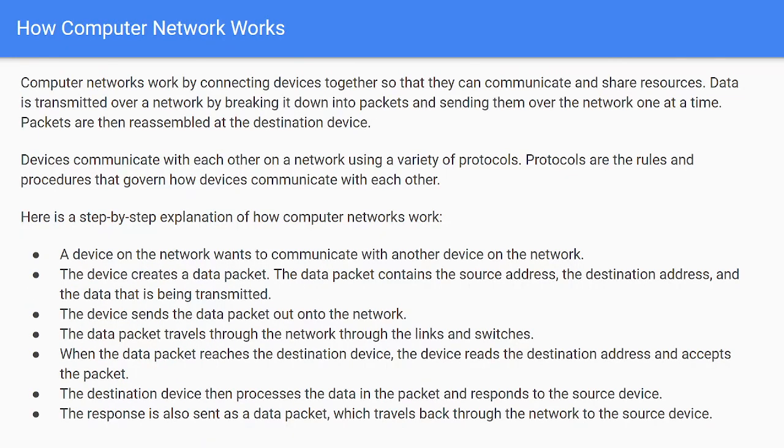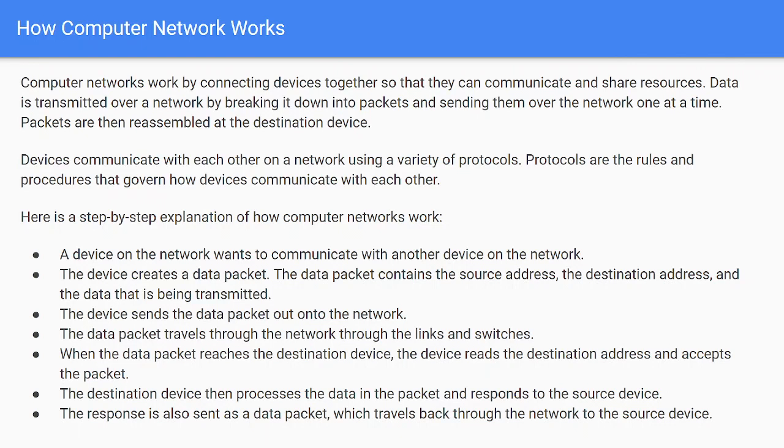Now we're going to talk about how a computer network works. A computer network works by connecting devices together so they can communicate and share resources. So you have 5 students in the classroom. You want these 5 students to be able to communicate and send information. Let's say you are doing a project, you understand? You want them to be able to send information. You want them to be able to print what they are doing. All that can be done by a computer network.